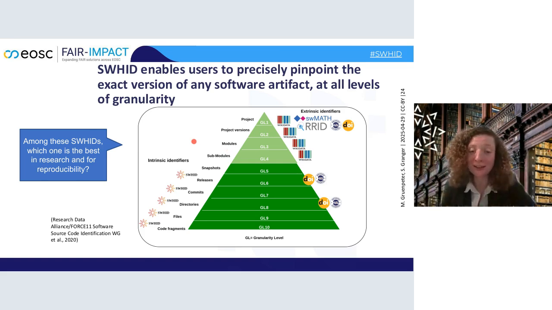And among these, you have the question of reproducibility. What is reproducible? So of course, an extrinsic identifier, a DOI, will not help with reproducibility, especially if you don't have access to the digital artifacts.